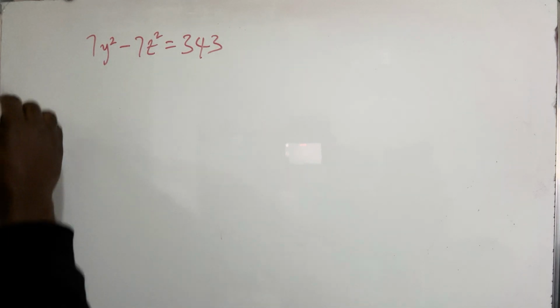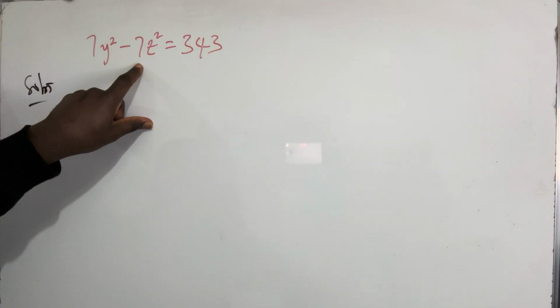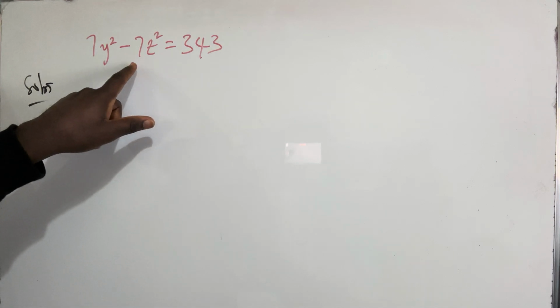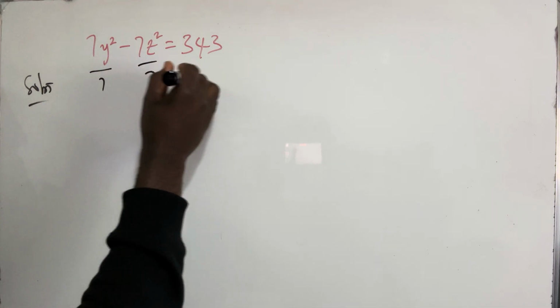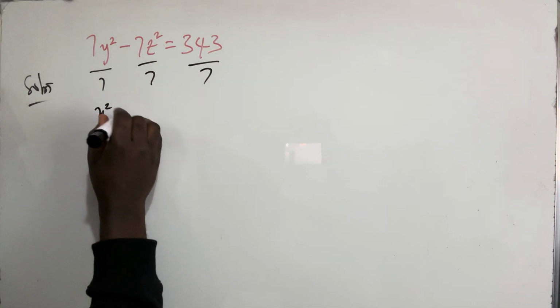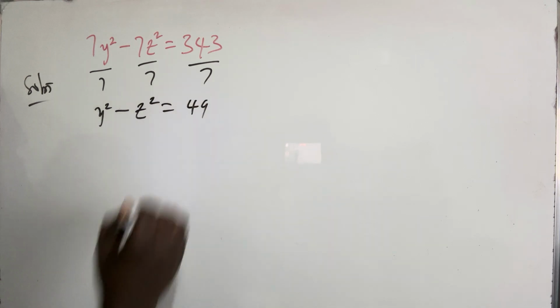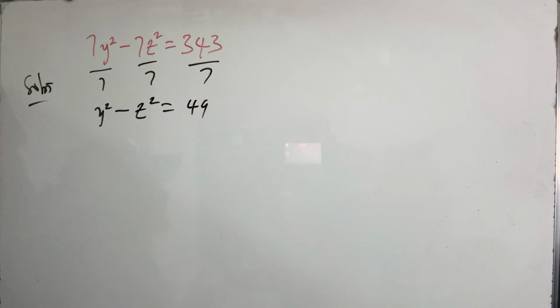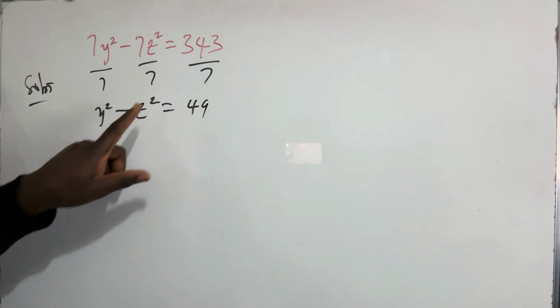The first thing you have to do, now that there's 7 here, and this is 343, is notice that 343 is divisible by 7. So what you can do is divide through by 7. If you divide through by 7, you'll be left with y squared minus z squared equal to 49.